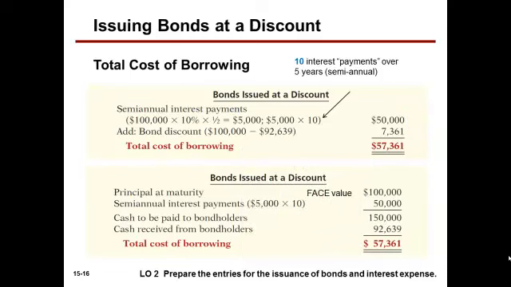Again, the principal at maturity, face value, $100,000, will need to be paid back at maturity. And along the way, the issuer will be making semi-annual interest payments totaling $50,000 over the life of the bonds, or a total of $150,000 cash paid to bondholders. How much did the issuer receive upon issuance of the bonds? $92,639, the selling price. So total cost of borrowing is simply the total paid out versus received at time of sale.